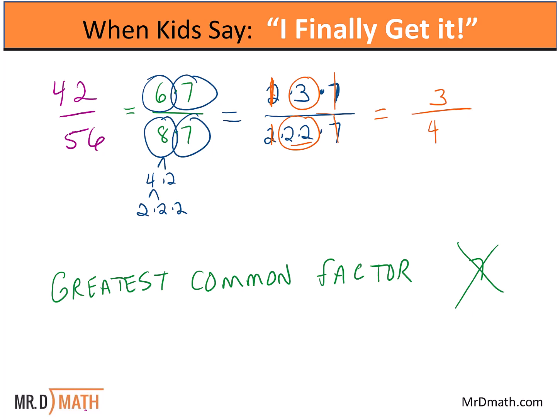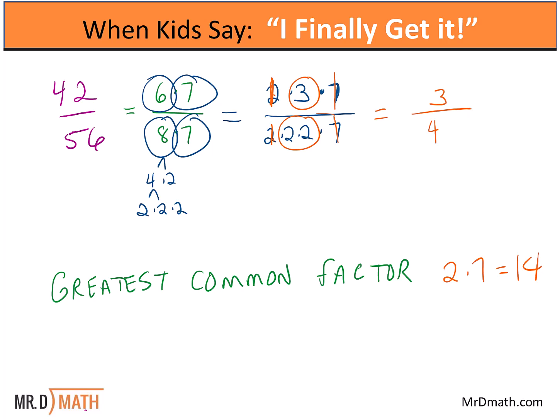But what about that greatest common factor? Well, to find the greatest common factor, just look and see, what did we cross out? We crossed out a 2. We crossed out a 7. The greatest common factor is 2 times 7, which is 14. Well, we did it. We found the greatest common factor as well.